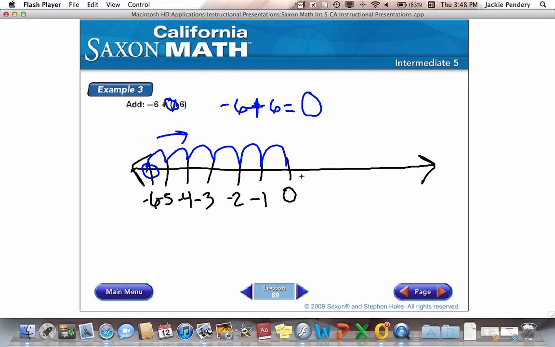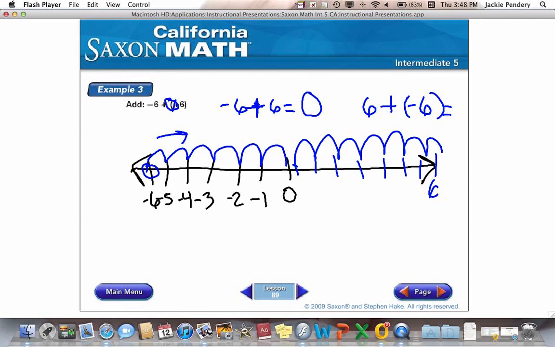Okay? This would even work if I went the other way. If it was 6 plus negative 6, I would start up here at 6, and then move 6 back this way to get to 0. Okay? So a positive plus its opposite in a negative will always get you to 0.